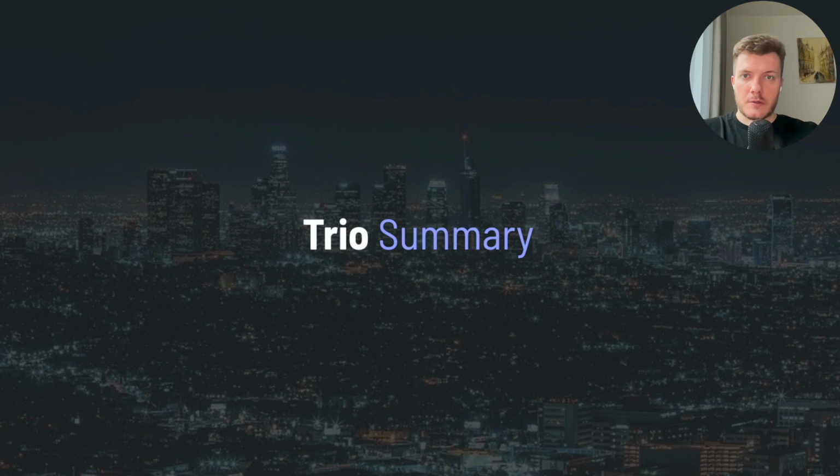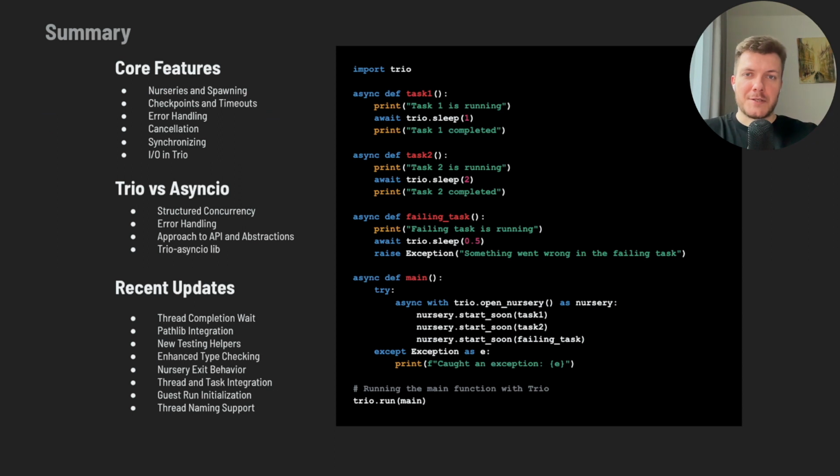So we've learned a lot about Trio. Let's move to the summary and the key takeaways. Trio makes it easier and safer to perform multiple tasks at the same time. We started with how nurseries and spawning work to create a safe task space. Then we looked at how Trio handles errors. We also learned about checkpoints that help manage tasks when they get busy. We talked about tools like semaphores and memory channels. We compared Trio to another tool, asyncio. We also talked about the latest updates to the library.